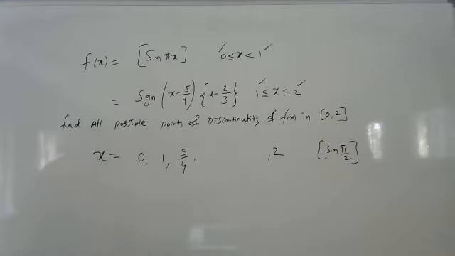Did you understand? So if you keep x as half, what am I going to get? Sine pi by 2. Sine pi by 2 is 1. Greatest integer of 1 is 1. Okay, so 1 you got, so 1 is a possibility.